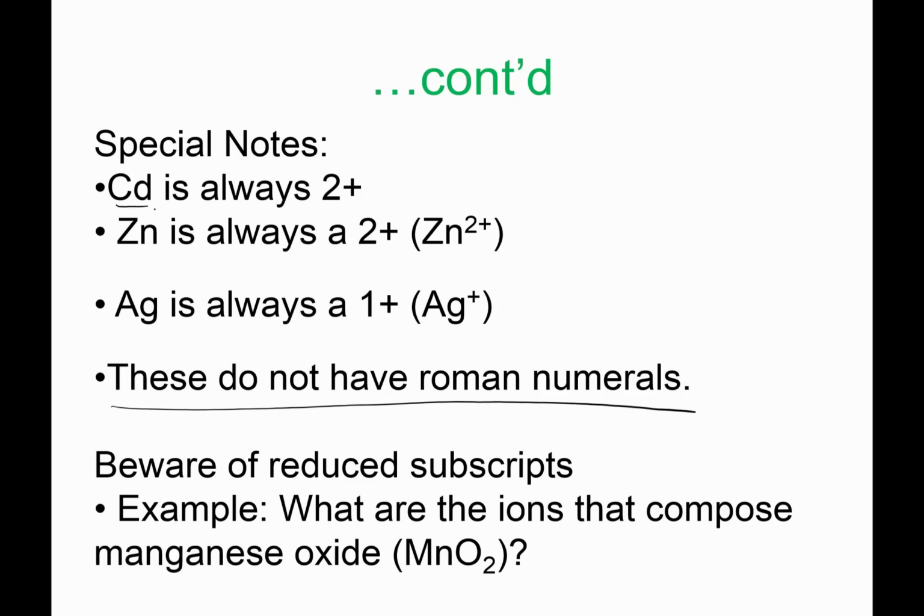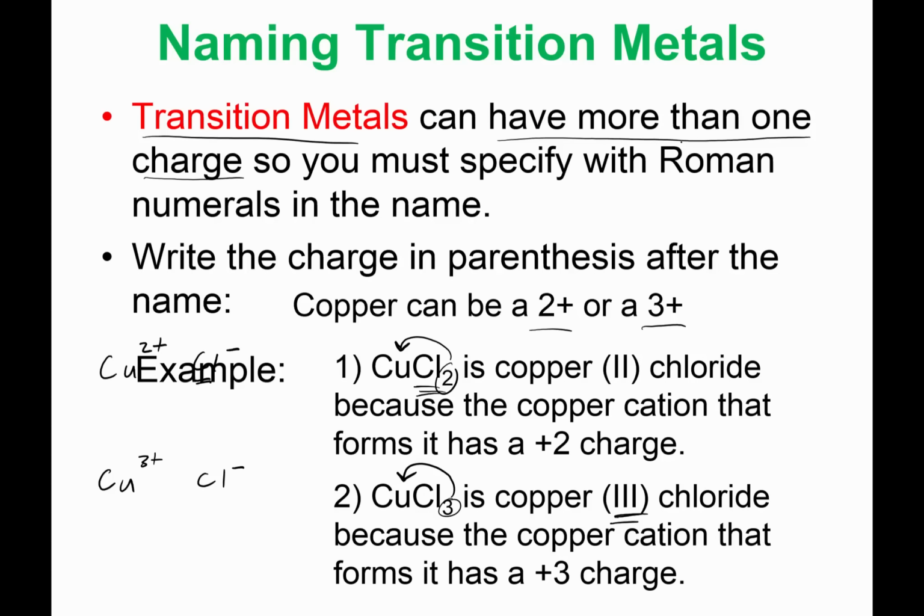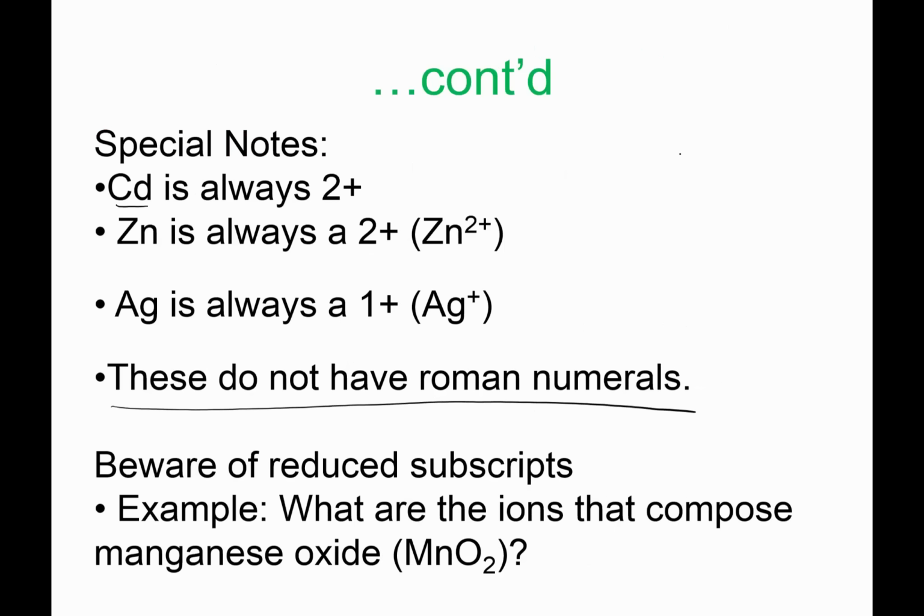Cadmium. So in this previous slide I said that they can have more than one. There are a couple transition metals that only have one, so you do not need the Roman numeral to specify. So for example, cadmium is always a 2+. So if you have cadmium chloride, you wouldn't have to specify. You wouldn't have to write cadmium 2 chloride because cadmium always only makes a 2+. So you don't need that part.